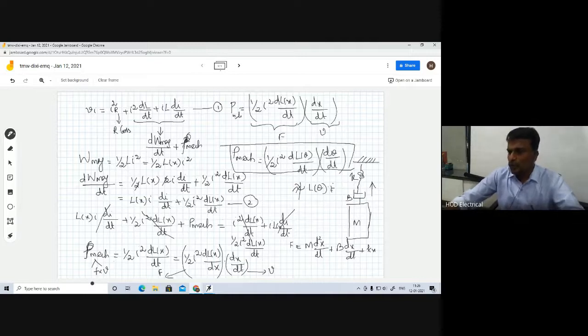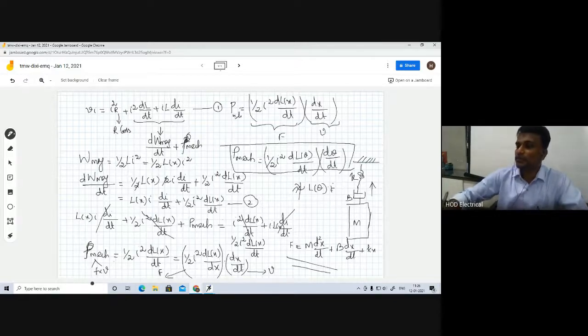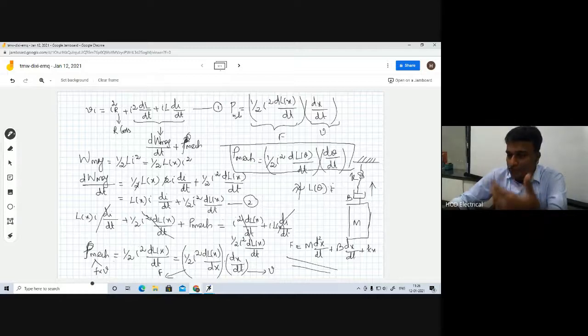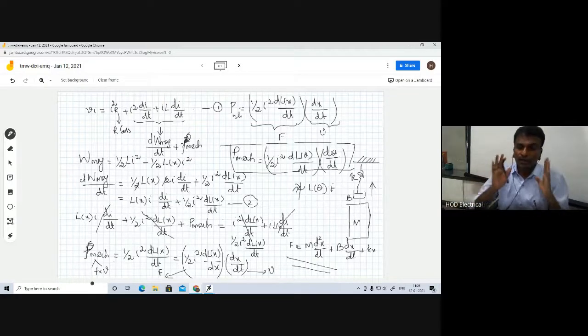So if you know the voltage equation of this model, and the power equation of the model, and the force equation of the model, one can try, for variation of current, to solve these equations so that one can find out the current response, the force response, the rotor angle response, everything. So this is what we want to conclude.